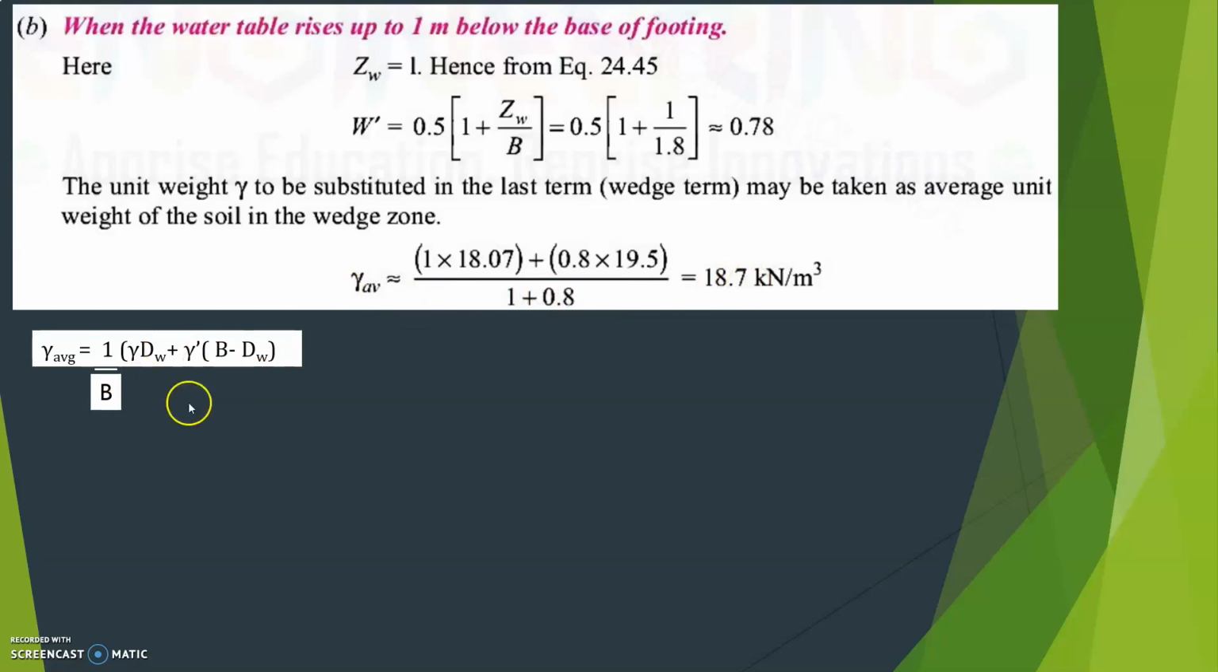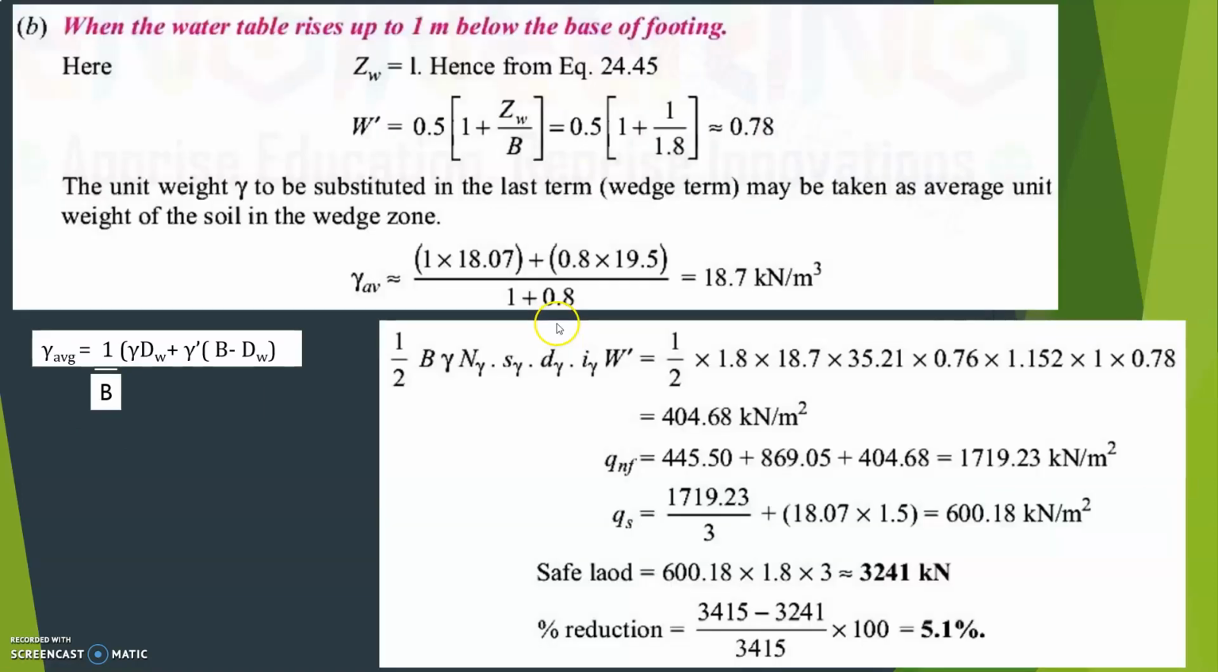So like this you have to calculate gamma average using this equation. Once you get gamma average, you can find the final value. That is half into beta gamma, N gamma, S gamma, D gamma, I gamma, W dash. Substitute all the values.